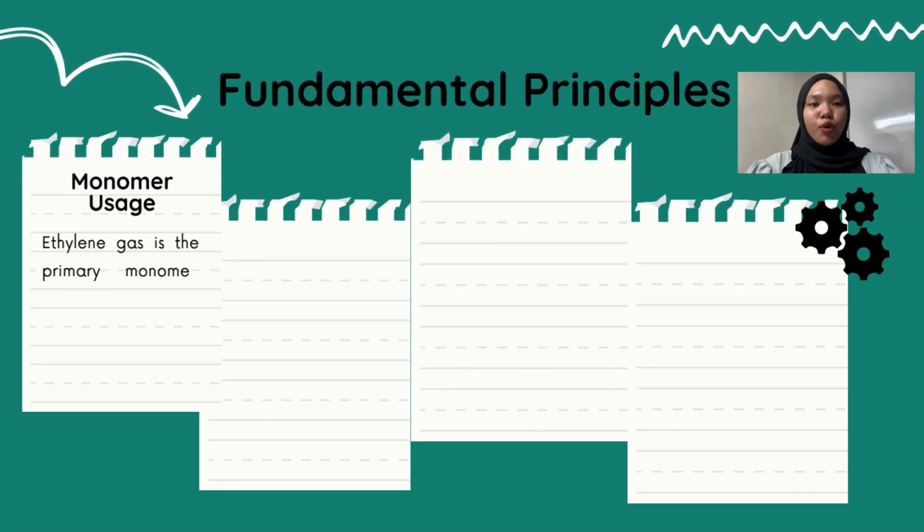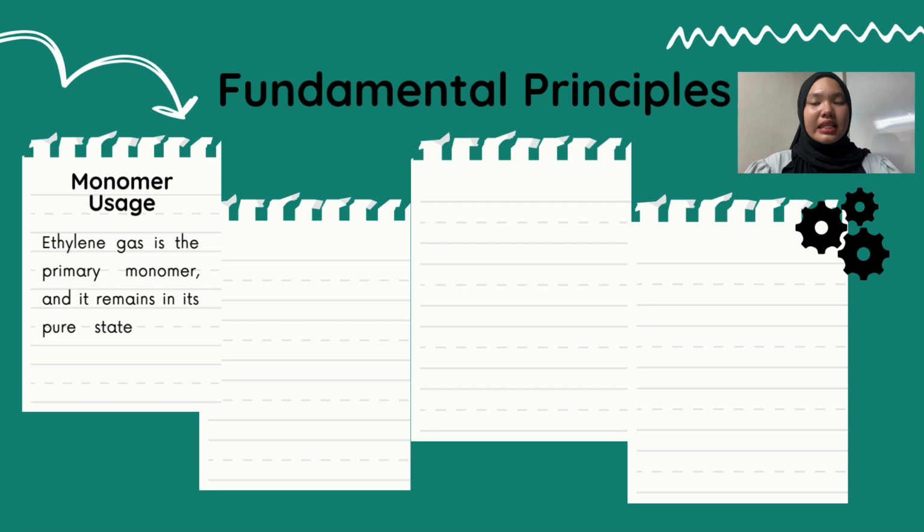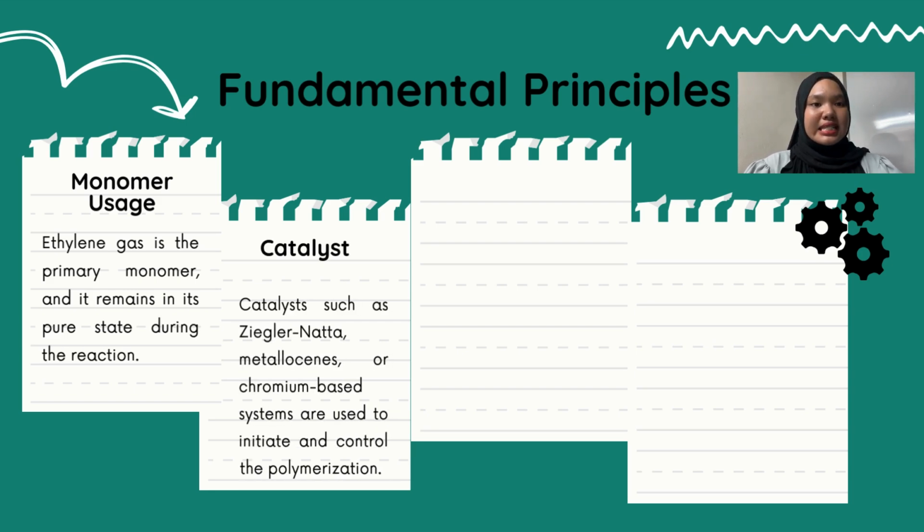The first one is monomer usage. Ethylene gas is the primary monomer and it remains in its pure state during the reaction. The second one, catalyst system. Catalysts such as Ziegler-Natta, metallocenes, or chromium-based systems are used to initiate and control the polymerization.